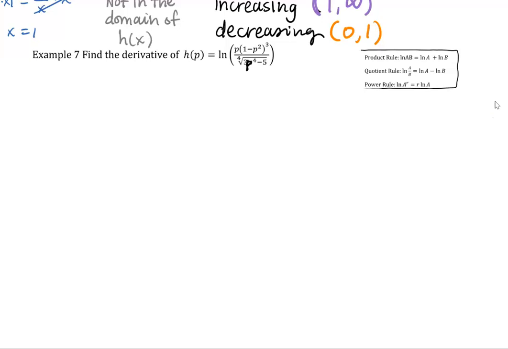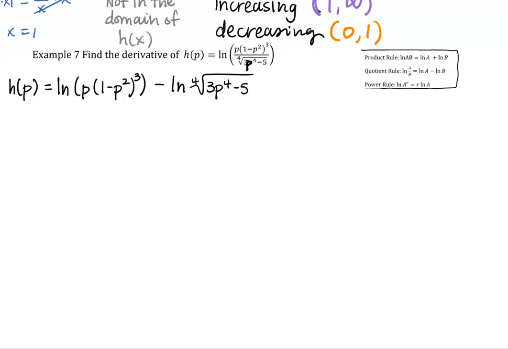Okay. So let's start breaking this down. First, we're going to start breaking this down using the quotient rule, because there's a quotient on the inside of the natural log. Mind you, I'm not taking any derivatives yet. I'm just using these properties of logarithms. The quotient rule tells us that we will have natural log of whatever is in the numerator minus natural log of whatever is in the denominator. So we have that.